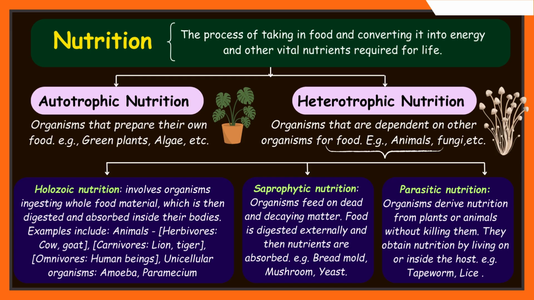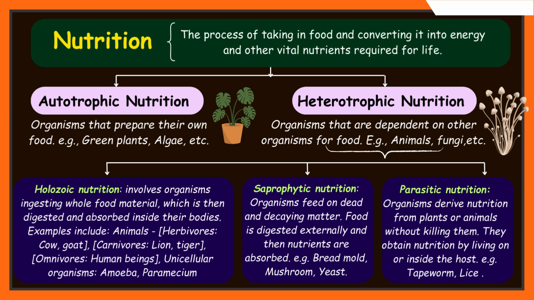Different organisms, different ways to eat. Nutrition is the process of taking in food and converting it into energy. It's of two types: autotrophic, where organisms like plants make their own food, and heterotrophic, where organisms like humans depend on others. There are three types in heterotrophic nutrition. They are holozoic, saprophytic, parasitic.